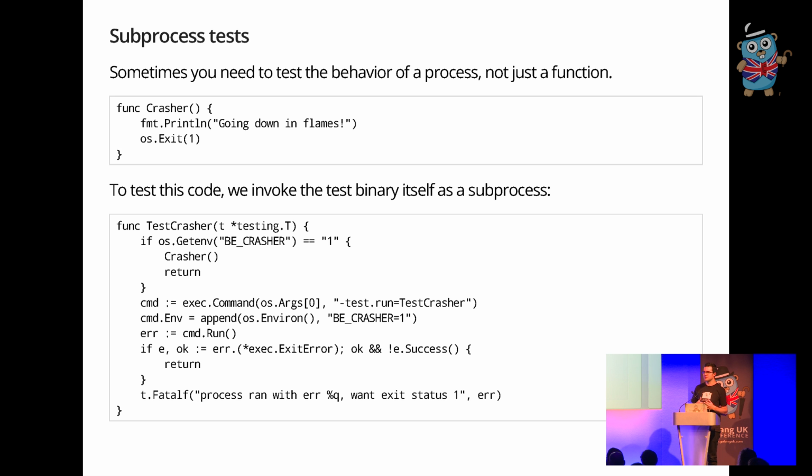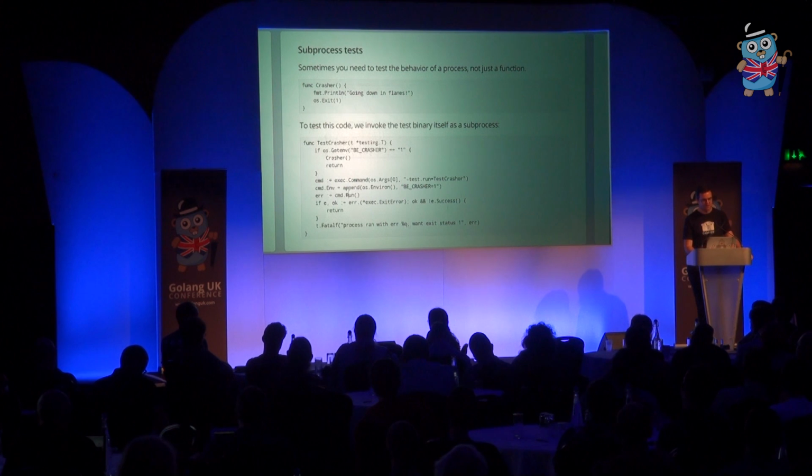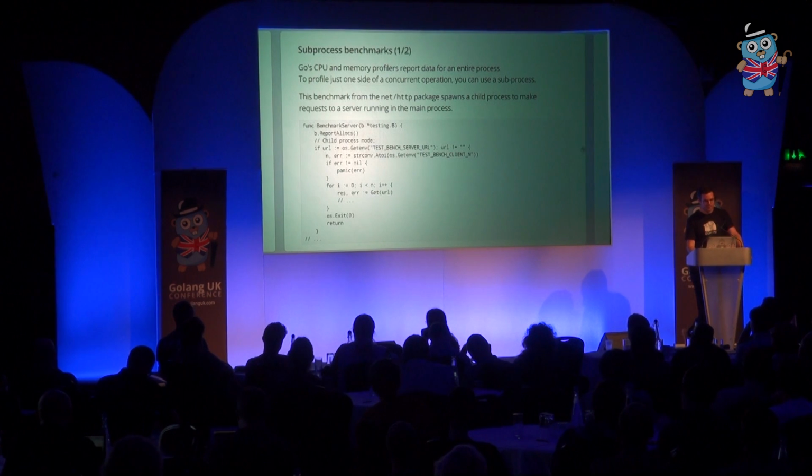And then to see whether the test was successful, we check the exit error and see whether it was a success or not. If it wasn't, then we will print out what the actual exit status was. So that's a very stripped down example, but subprocess tests can be useful in many ways.